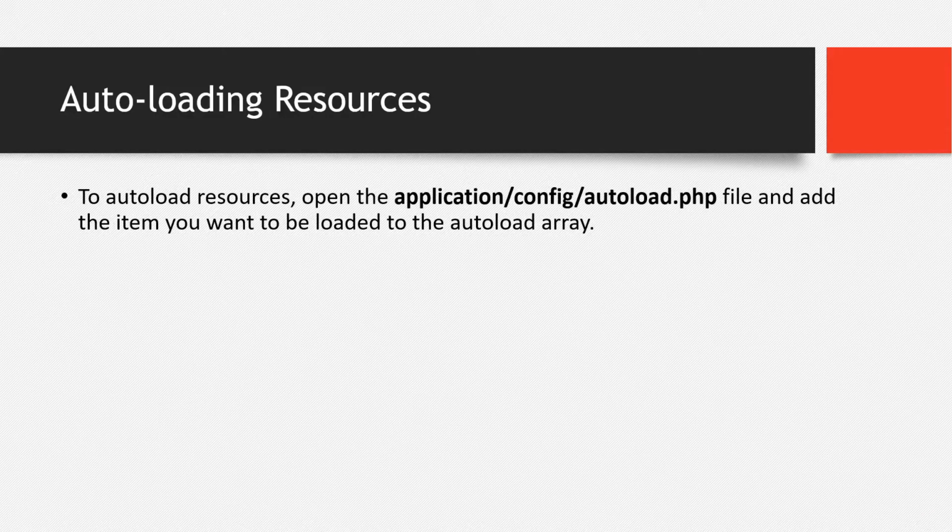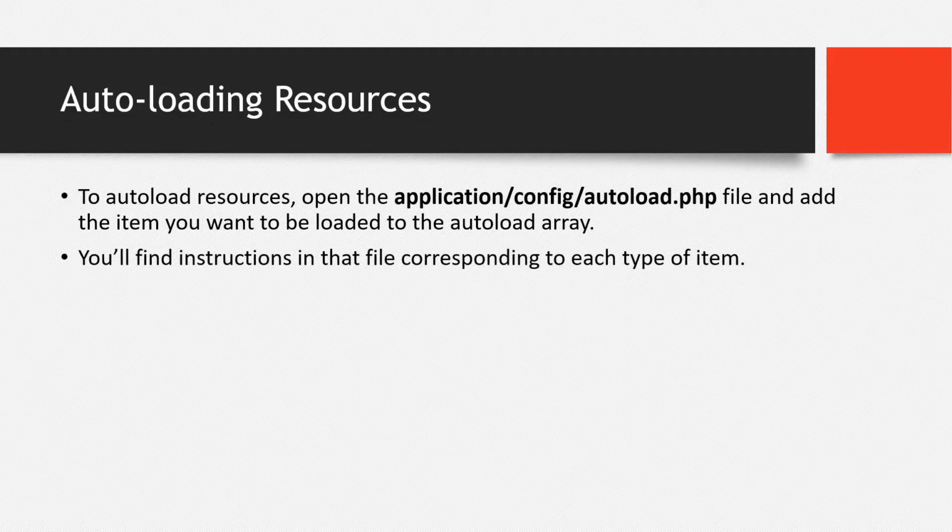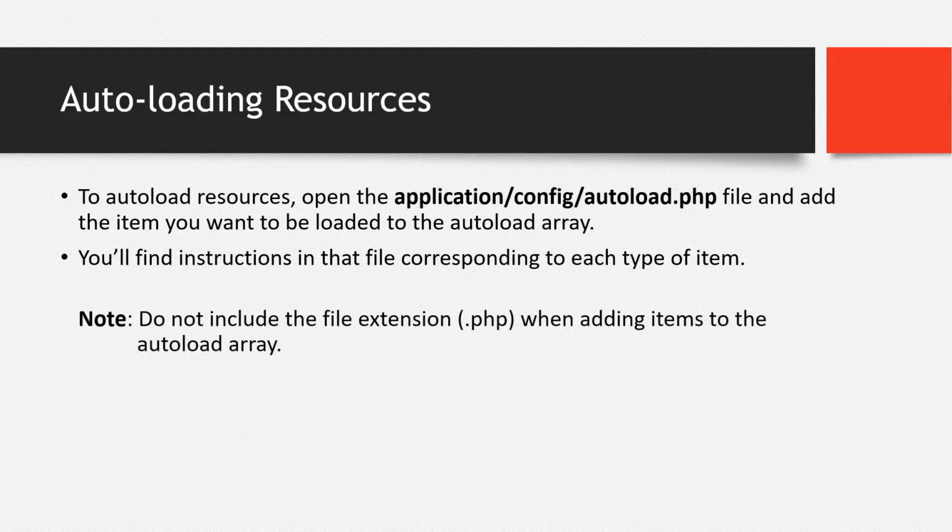To autoload resources, open the application, config, autoload.php file, and add the item you want to be loaded to the autoload array. You'll find instruction in that file corresponding to each type of item. Note, do not include the file extension .php when adding items to the autoload array.